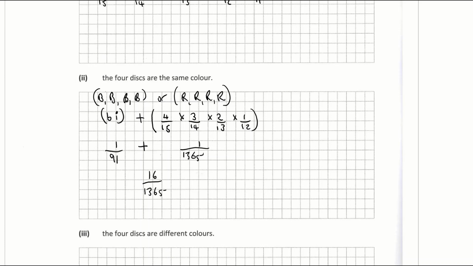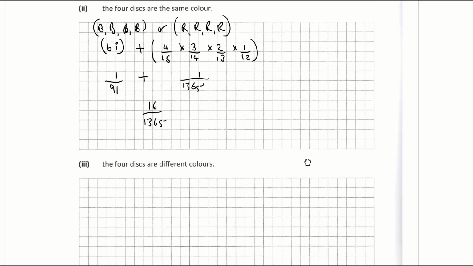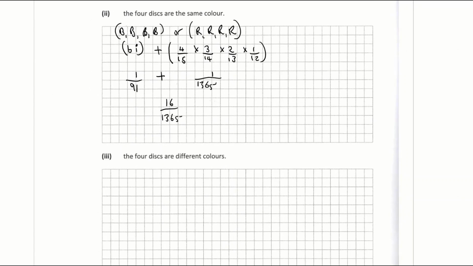Scrolling down now to the final part of this question. So it's asking us now to find the probability that the 4 discs are of different colors. So what I'm going to do here is use my choose button on my calculator. So let's think of it like this. I have 6 blues in the pack, and I want to choose 1 because I am picking out 4 different colors.